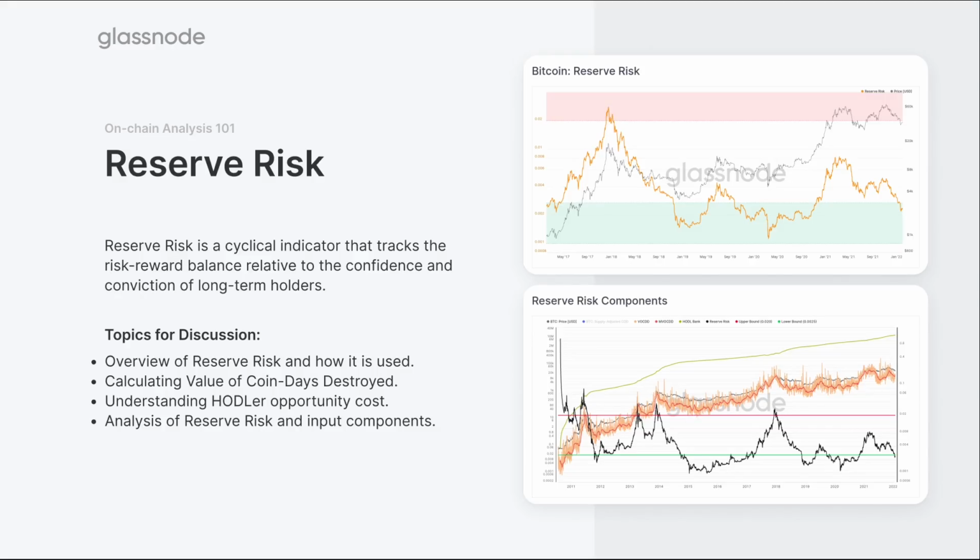So we're going to look at things like calculating the value of coin days destroyed, which is trying to bring the amount of lifespan that's destroyed and spent back into the market into the price domain. We're going to look at the concept of HODLer opportunity cost and what that actually means in terms of accumulation or spending behaviors, and then how all of that distills down into the single line that is the reserve risk oscillator. So let's get into the analysis.